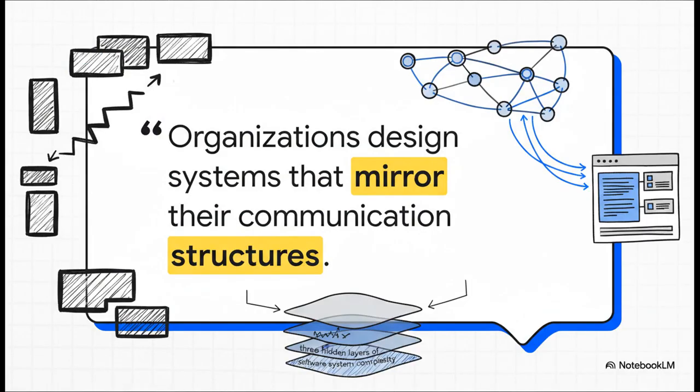The guiding light for this idea is Conway's law. It's this famous observation from Melvin Conway that basically says your system's architecture is destined to become a mirror image of your company's communication structure. So if your teams are fragmented and siloed, guess what? Your system is going to become fragmented and siloed too.